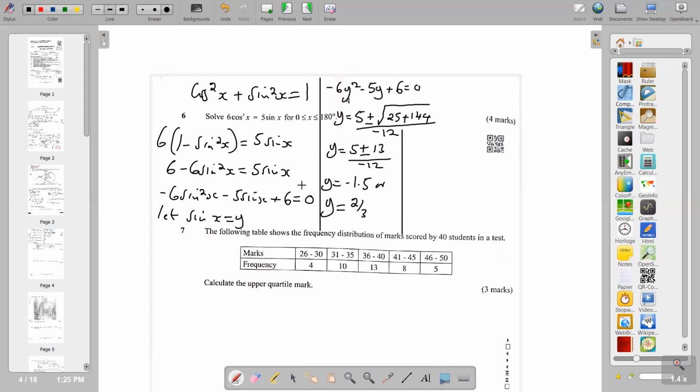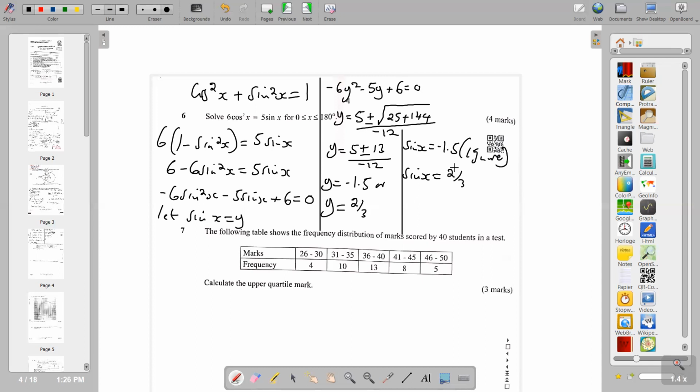Remember, y represents sine. So sine of x is equals to minus 1.5. Now this one is impossible because sine ranges from negative 1 to 1. So when you use a calculator, it's going to give you a math error because this one is past the range of sine. So this one you ignore. And then you come to the second one. It is sine of x is equals to 2 over 3.